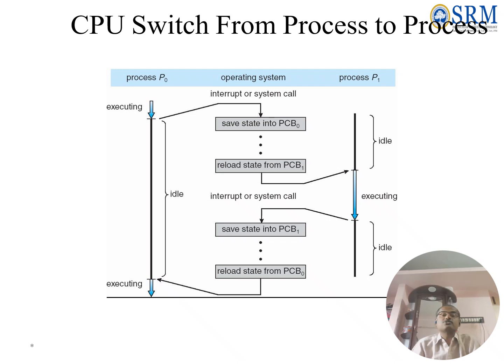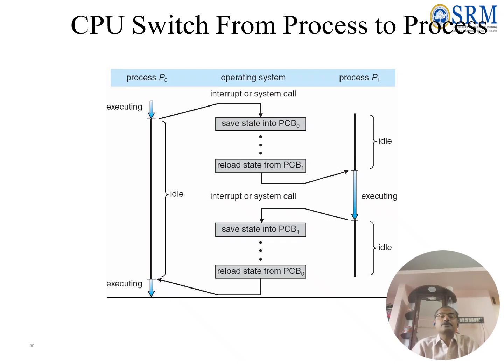Then the CPU switch from process to process. How will the CPU switch from process to process? As I said, a program can be divided into many processes, so the CPU has to switch from one process to the other process. Here we have two processes, P0 and P1. The OS will be executing P0 first. Then if an interrupt or system call comes, the state of that process will be saved in the PCB and it will be waiting.